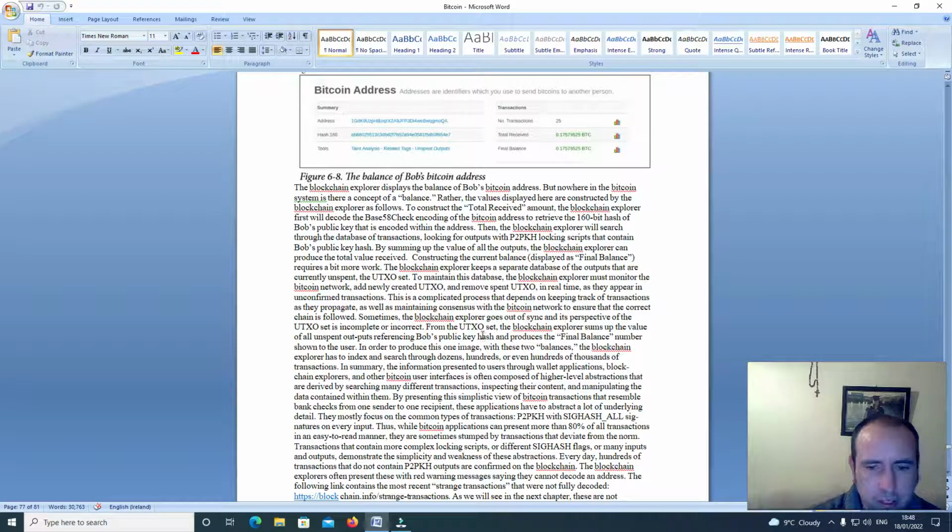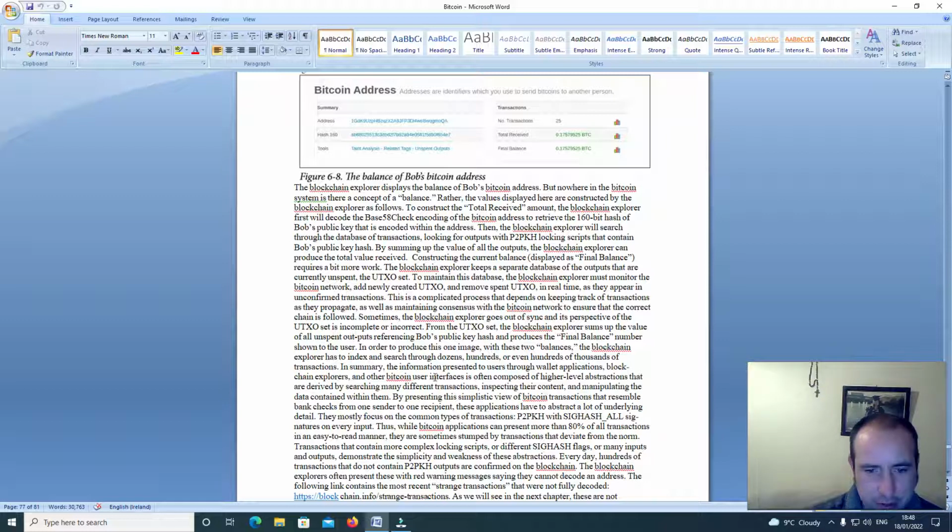From the UTXO set, the Blockchain Explorer sums up the value of all unspent outputs referencing Bob's public key hash and produces the final balance number shown to the user. In order to produce this one image with two balances, the Blockchain Explorer has to index and search through dozens, hundreds, or even hundreds of thousands of transactions.